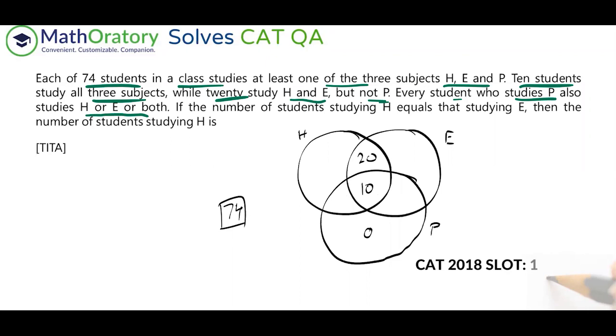And the next information tells us that the number of students studying H, which is this entire H circle, by the way, equals the number studying E. So again, the entire E circle. So the E circle is equal to the H circle. Now the commonality between the E circle and the H circle is this region, right? So this region is anyhow common. So in order for these two to be equal, this part should be equal to this part, right? So these two should be equal.